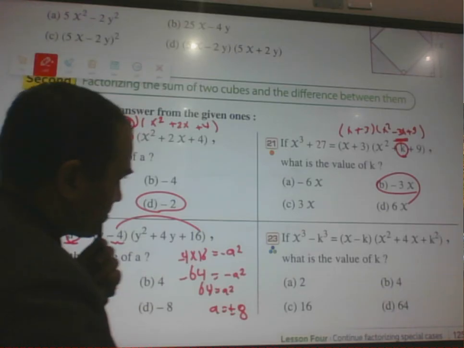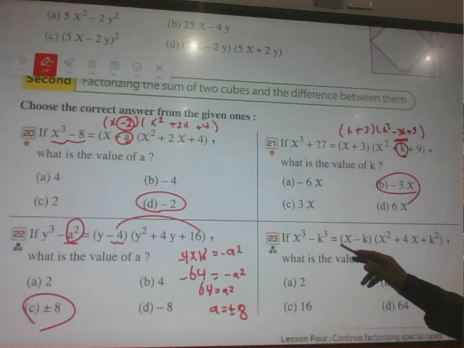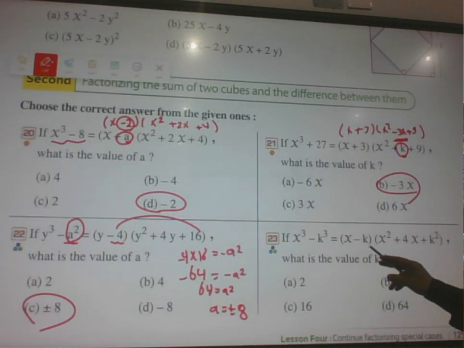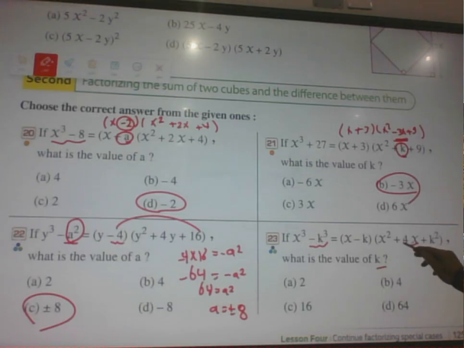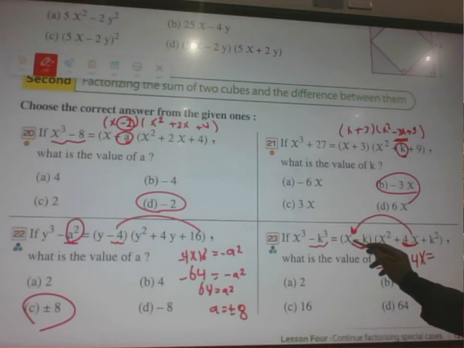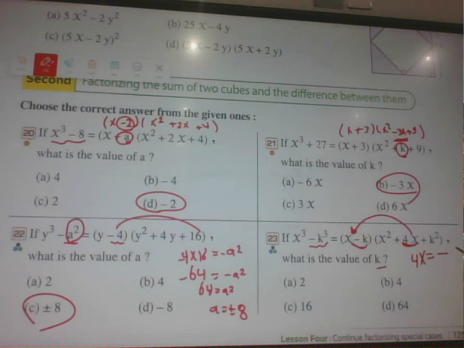Choose letter C. Now x power 3 minus k power 3 equals x minus k times x power 2 plus 4x plus k power 2. What is the value of k? We have here negative k x power 3. But look at the middle here: the middle equals the product of first and second, with the sign changed. Then 4x must be equivalent to negative kx, negative xk, with the sign changed. Product of first by second and change the sign.